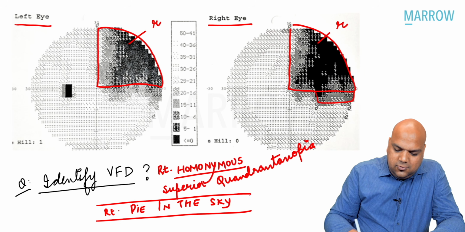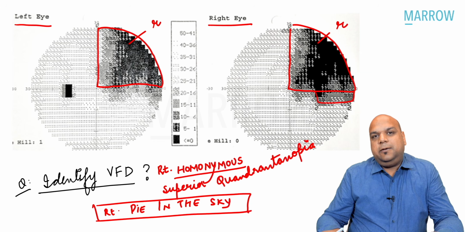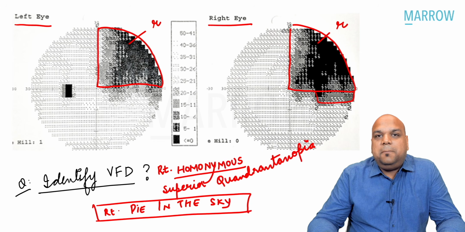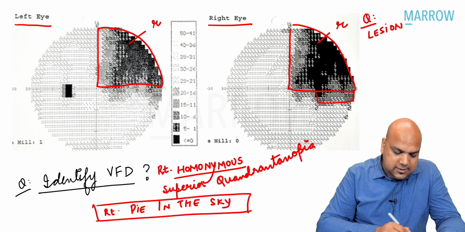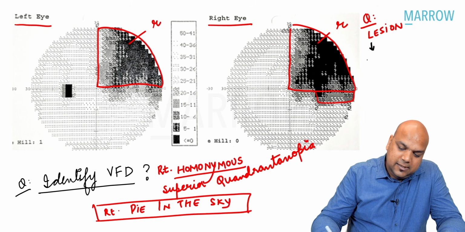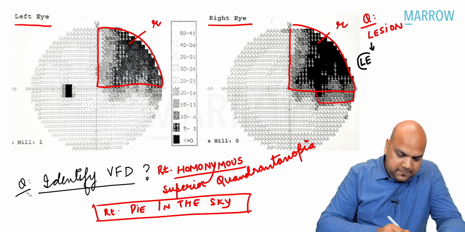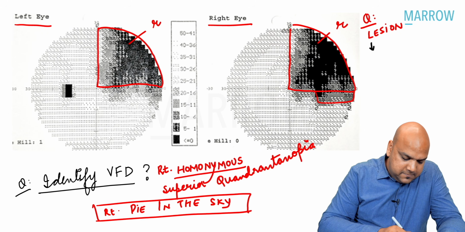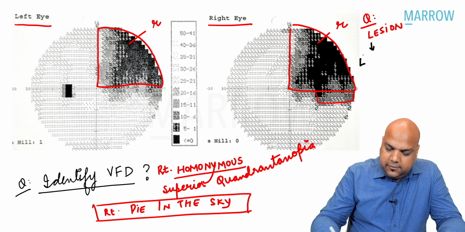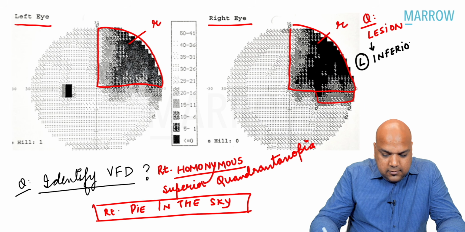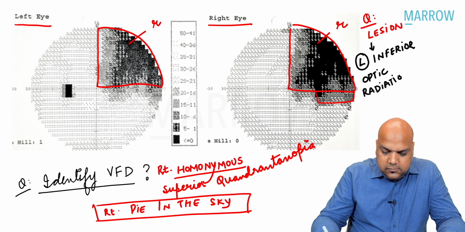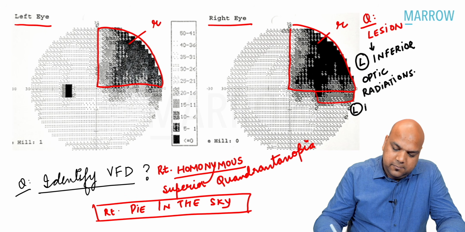We are just used to learning the names and not seeing them in the photographs. That's why we take time. This is right side pie in the sky. So if I ask you, where is the lesion? Sir, where is the lesion? What will you answer? If it is right side pie in the sky, the lesion is in the left side. I will not say left eye. The lesion is in the left inferior optic radiations. Or can I say the lesion is in the left Meyer's loop?